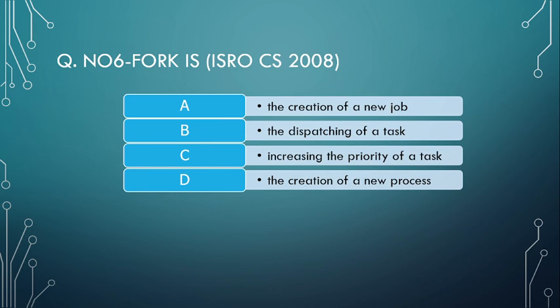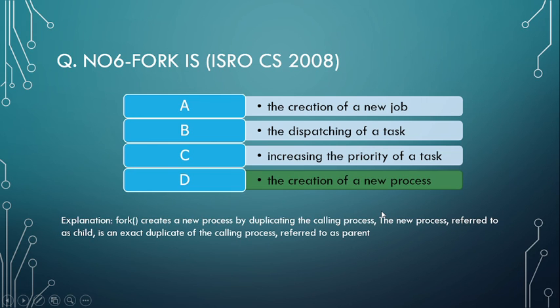And fork, another question. Fork is a system call used in Unix. Fork is: option A, the creation of a new job; B, the dispatching of a task; C, increasing the priority of the task; D, the creation of a new process. So the answer for this question is the creation of a new process. Fork is a system call which creates a new process by duplicating the calling process. The new process, referred to as the child, is an exact duplicate of the calling process, referred to as the parent.